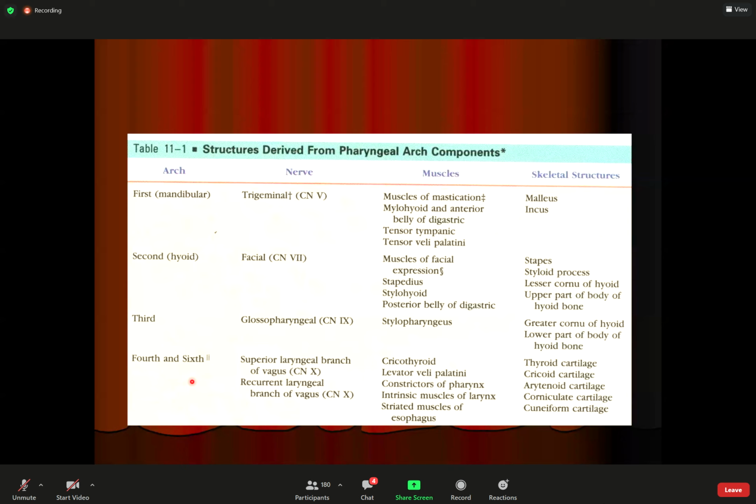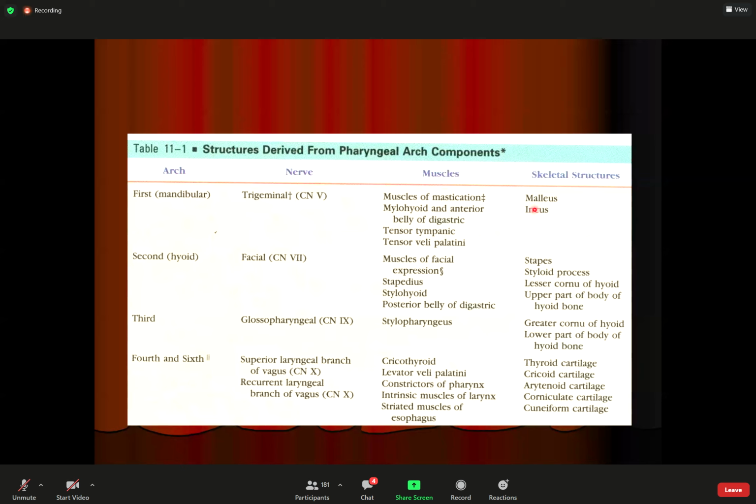So the first arch is also called the mandibular one. The mandible is coming from the first arch, and the nerve supplying the first arch is cranial nerve number 5, which is the trigeminal, having 3 branches. And the muscles are muscles of mastication, mylohyoid, anterior belly of digastric, tensor tympani, tensor veli palatini. These are the muscles, or the nerve supplying the muscles. And for the skeletal structure, apart from the mandible, the malleus and incus are also involved.